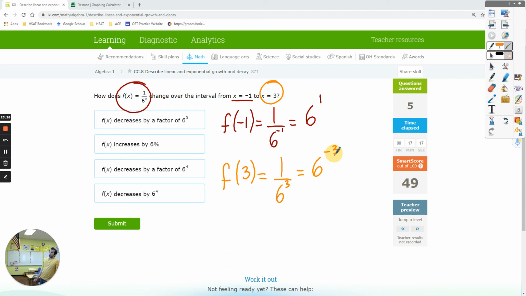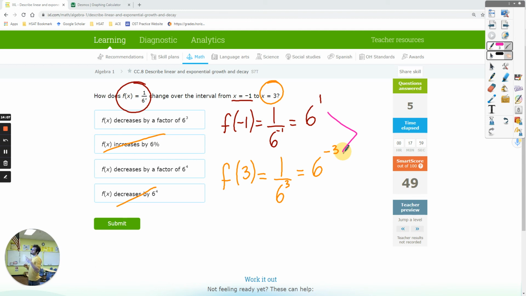Now, I know the answer is not going to look like this one or that one. When I have an exponent, my answer should say it increases or decreases by a factor of a number. So this one here, let's do the division and see which one is going to be the answer. So from 6 to the first power, it goes down to 6 to the power of -3. It's decreasing, that's for sure. But is it by a factor of 6 cubed or by a factor of 6 to the power of 4? That's what we need to figure out.